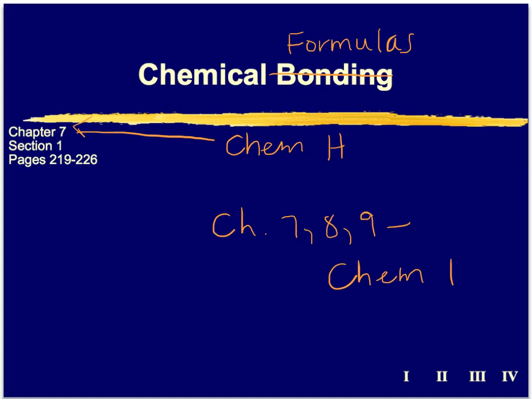Today we're going to be talking about chemical formulas. I know it says bonding here, but it's really formulas. And for chemistry honor students, all of this information is contained in your chapter 7. And then for my chemistry 1 students, this video is a combination of chapters 7, 8, and 9. And in class we do kind of combine them together.